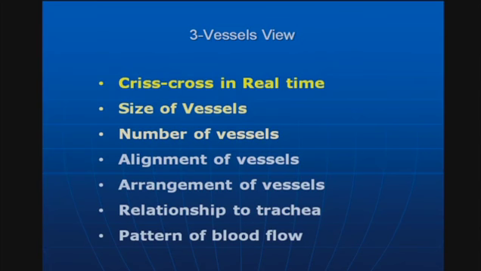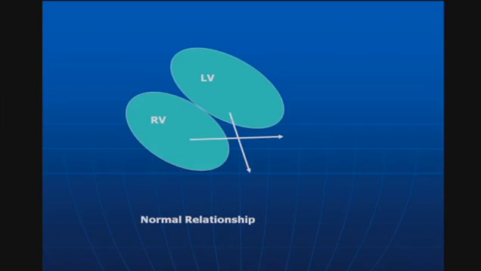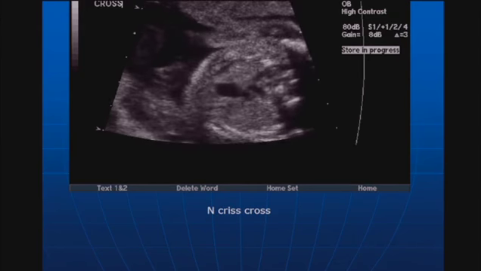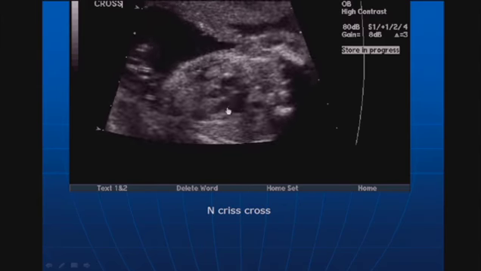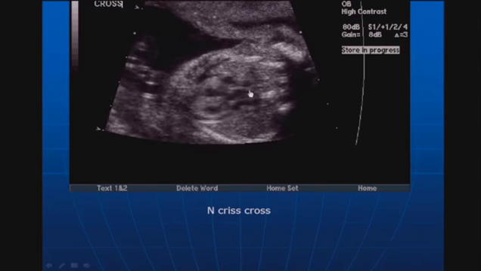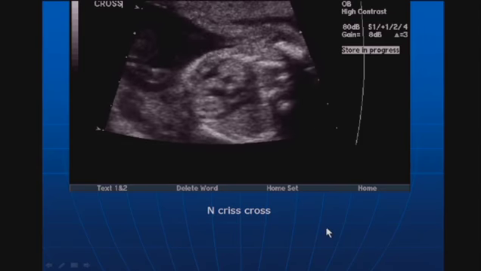Why do we do this? Well, we want to see the crisscross relationship to make sure we don't have transposition, we don't have double outlet. We want to look at the size of those vessels. So if you have a hypoplastic left heart, you're going to have a small aorta. You're going to look at the number of vessels, etc. Then you're going to look at arrangement of the vessels, alignment, etc. And then in color flow, you can look at the pattern of flow. Normal relationship should be this crisscross. We see this very nicely in this example here, which has a nice crisscross. The RVOT crosses. This is the normal real-time image we'd get. You can see the LVOT crosses.